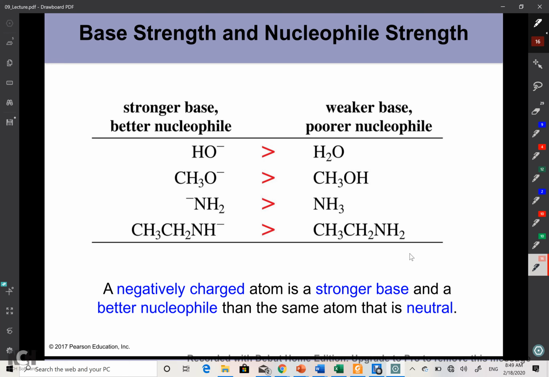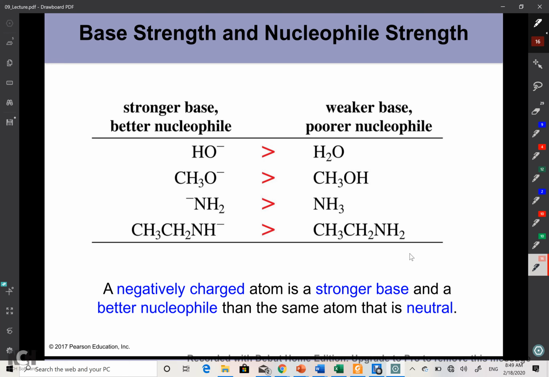Remember, what makes you a base is your ability to donate your electron. And so if you are a negative charge, it's easy for you to donate that electron. Does that make sense? Everything wants to be neutral. Every molecule on Earth wants to be neutral. And so when you have a negative charge, you feel that by giving out that negative charge, I will easily become neutral. When you are neutral, you don't want to give out your electron.